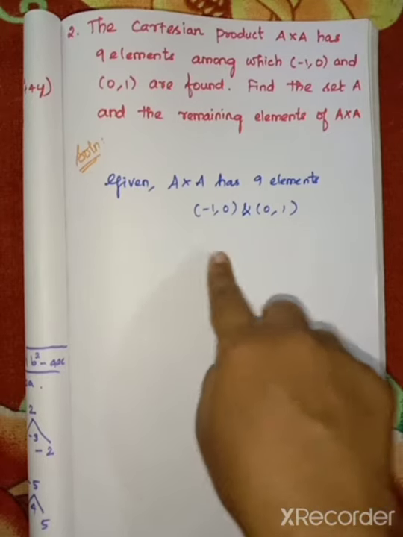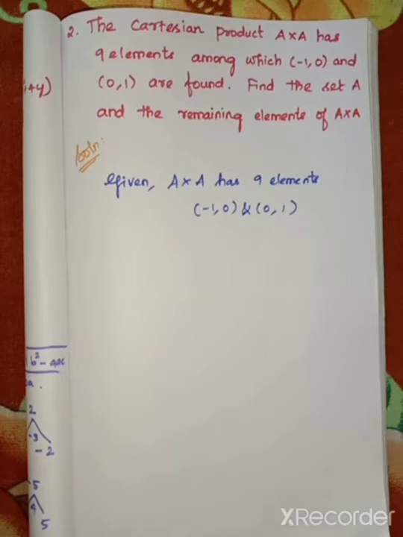That is minus 1, 0. Another one is 0, 1. So from these 2 ordered pairs we can write the set A.